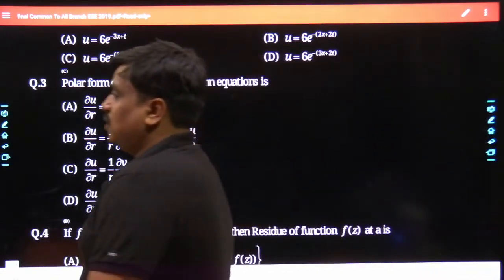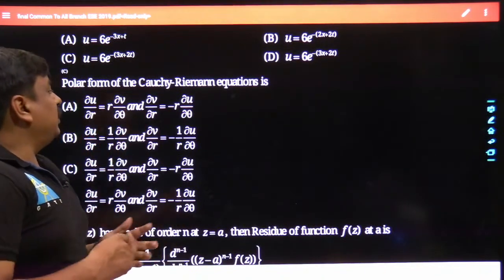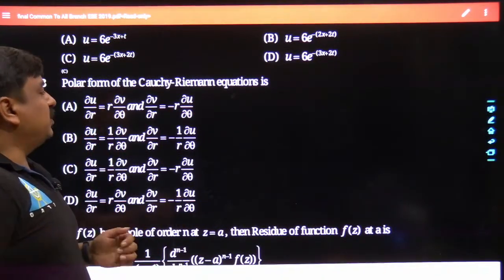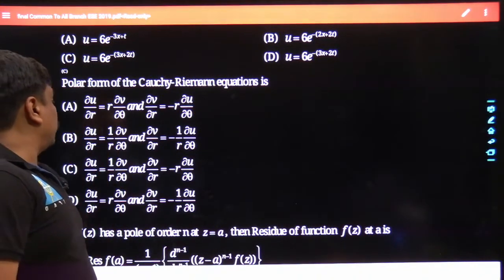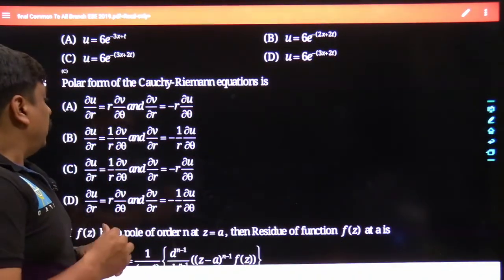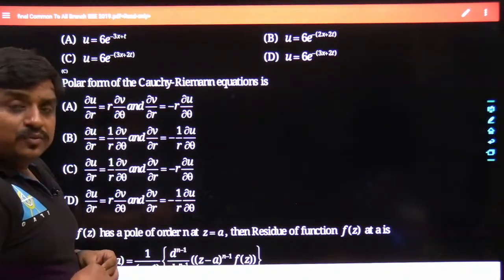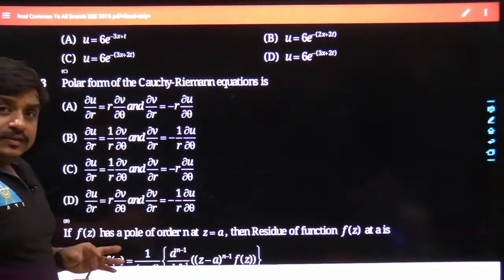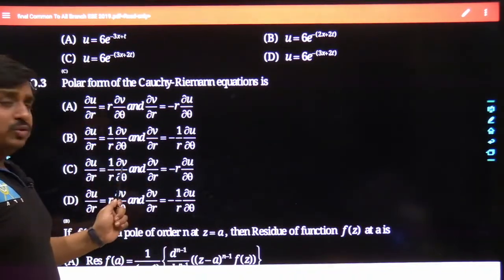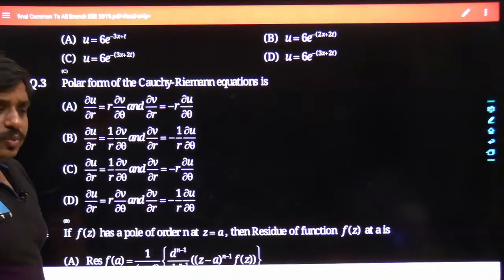∂u/∂r equals r ∂v/∂θ, and ∂v/∂r equals minus r ∂u/∂θ. Option B: ∂u/∂r equals 1/r ∂v/∂θ, and ∂v/∂r equals minus 1/r times ∂u/∂θ. Option C goes like ∂u/∂r equals 1/r ∂v/∂θ, and ∂v/∂r equals minus r times ∂u/∂θ.